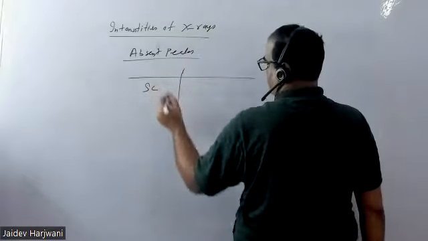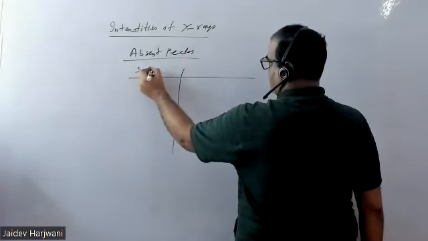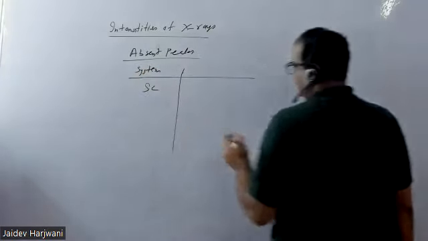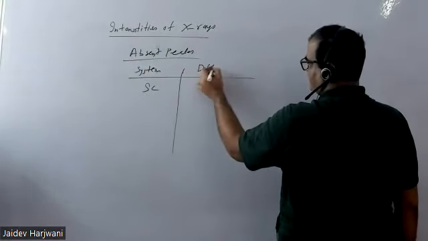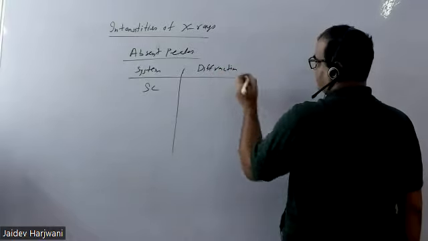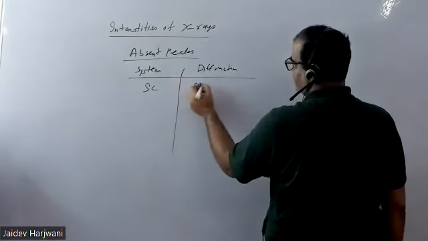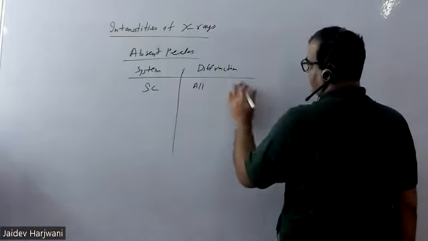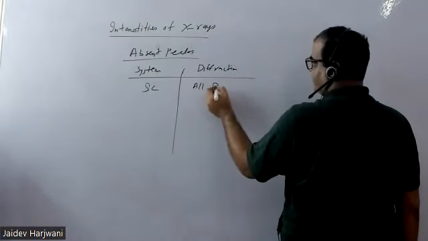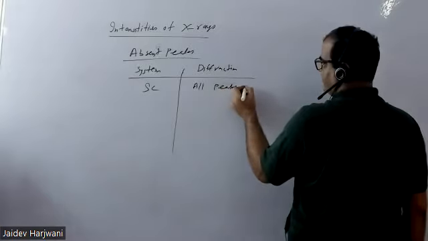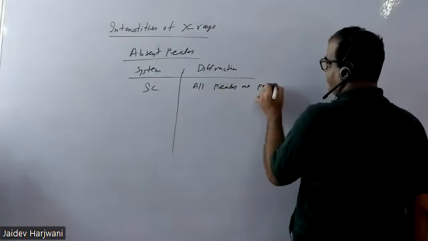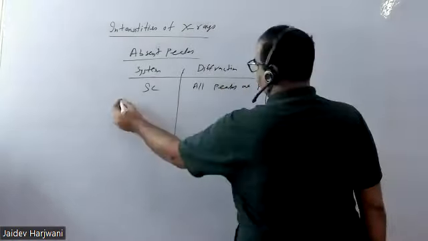So if I take the simple cubic structure, and I say diffraction peaks, all diffraction peaks are present, all peaks are present in simple cubic.